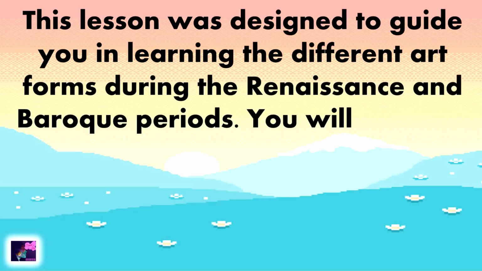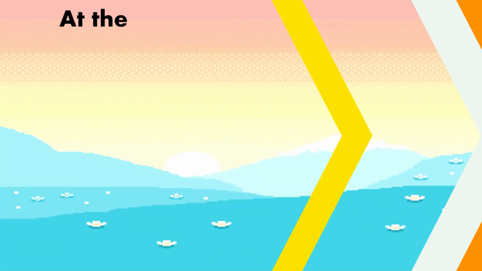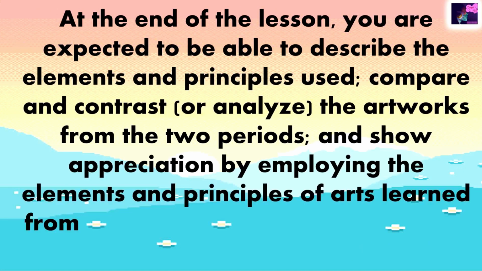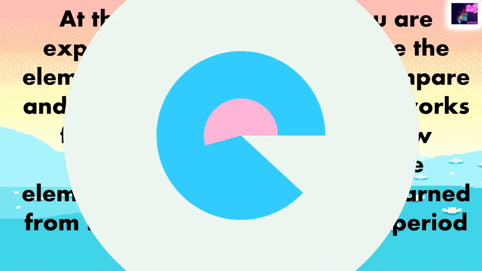This lesson was designed to guide you in learning the different art forms during the Renaissance and Baroque periods. You will discover how the artists apply the elements and principles of arts in the production of their craft according to their styles. At the end of the lesson, you are expected to be able to describe the elements and principles used, compare and contrast or analyze the artworks from the two periods, and show appreciation by employing the elements and principles of arts learned from the Renaissance and Baroque periods in one's work.